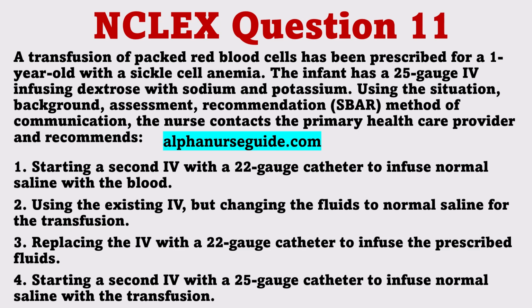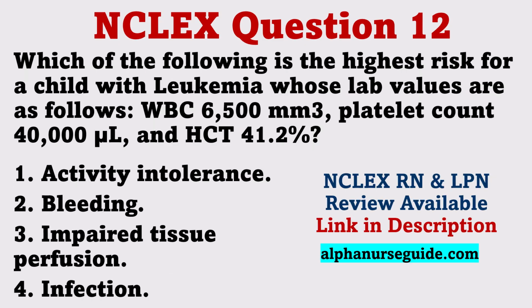for a second IV. Which of the following is the highest risk for a child with leukemia whose lab values are as follows? WBC 6,500, platelet count 40,000 microliter, and HCT 41.2%. 1. Activity intolerance. 2. Bleeding. 3. Impaired tissue perfusion. 4. Infection.